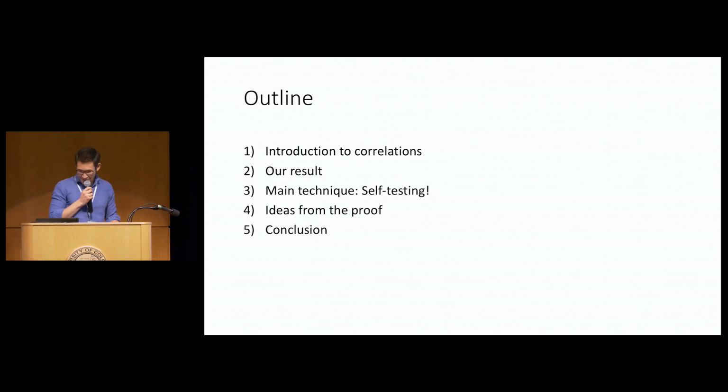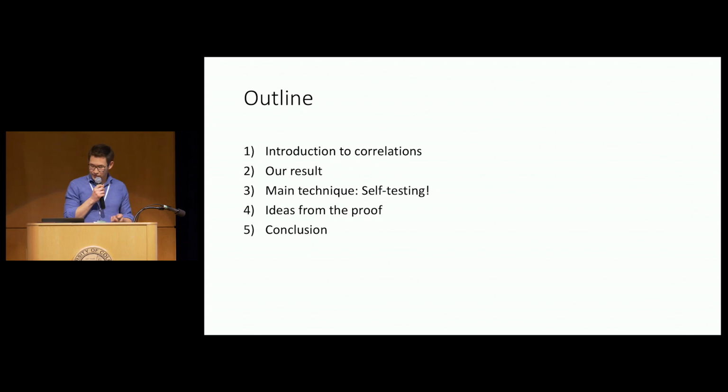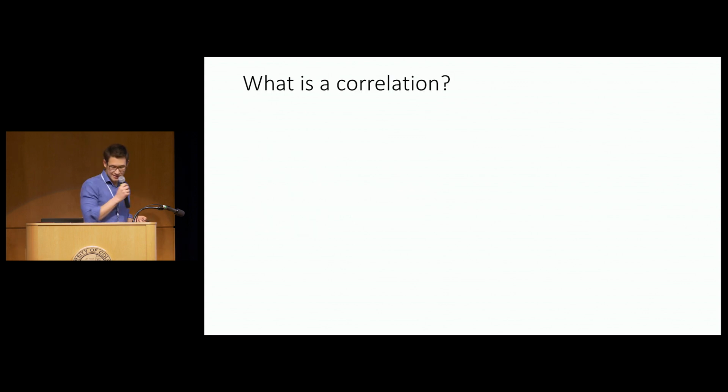Okay, so I'll start by giving you some basic notions. I'll define correlations, and then I'll be able to tell you about our main result. I'll spend some time discussing the main technique that gives us this proof of separation, which is device-independent self-testing. And then I'll try to convey some of the most important ideas that go into the proof of separation. And finally, I'll conclude. I'll give you some outlook. So, okay, let's get started.